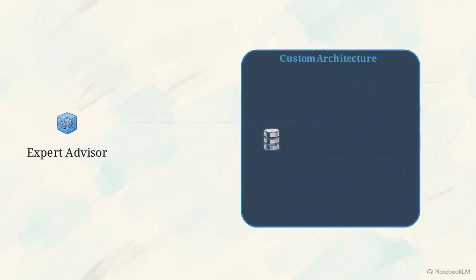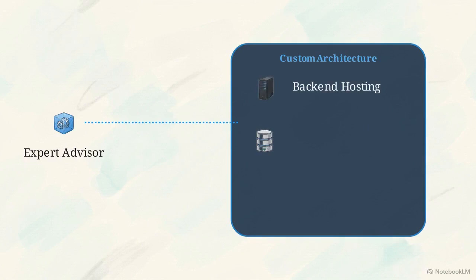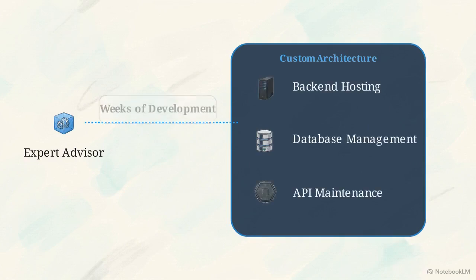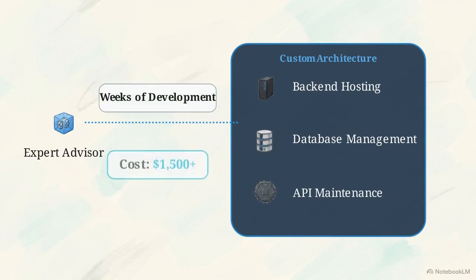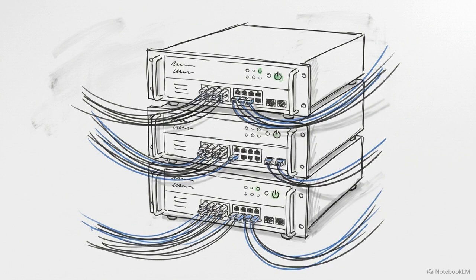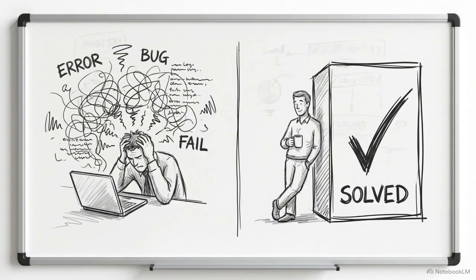Building this architecture carries a massive burden. The list of internal requirements includes backend hosting, database management, and API maintenance, requiring weeks of development and exceeding $1,500. Moving validation to the cloud is the only mathematical way to maintain authority over a compiled file after it leaves your computer. There is an alternative to custom development. You can utilize a managed self-service platform that requires zero DevOps experience.